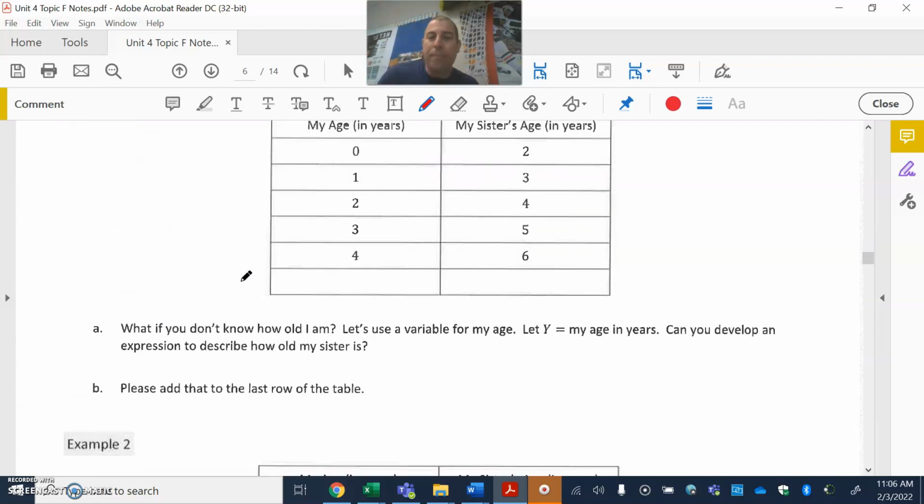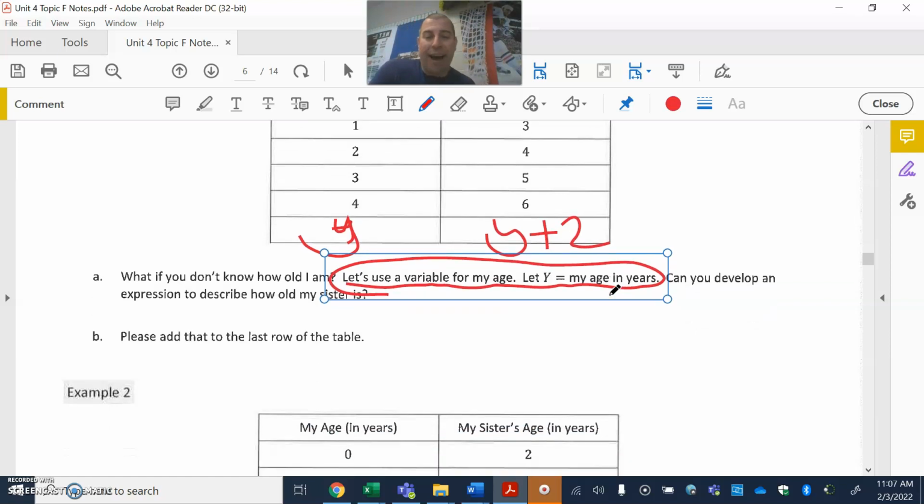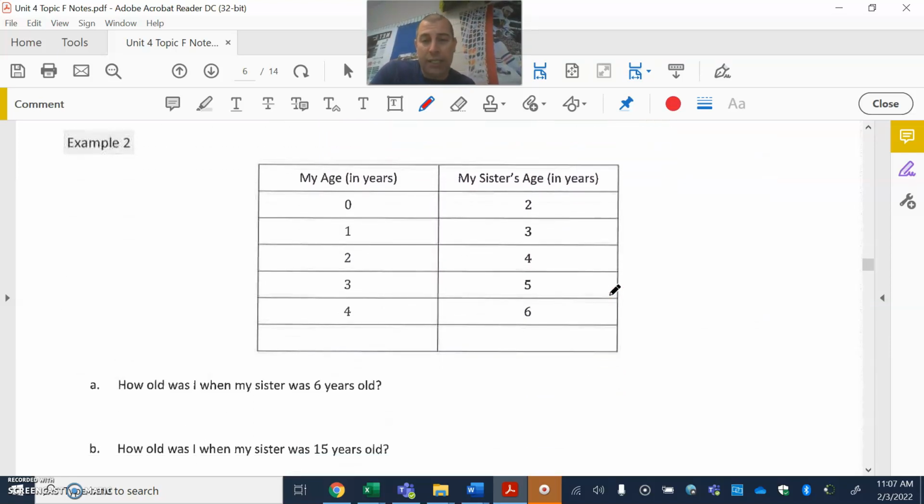So what we're looking at here now is, we're going to use a variable for my age. We're going to let y represent my age in years. So we're going to put a y in the table. Again, let's keep in mind, what's the expression over here? Well, we're always adding 2 onto my age. So take my age, it's y, we're going to add 2. What we're saying is, I don't know what it is, but I'm going to add 2 each time, and that's how I'm going to figure it out. So that's the expression that we're after here.